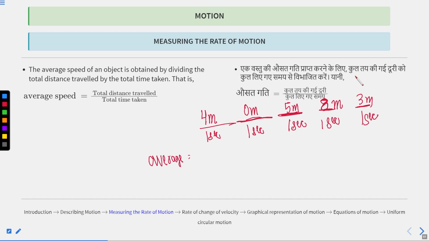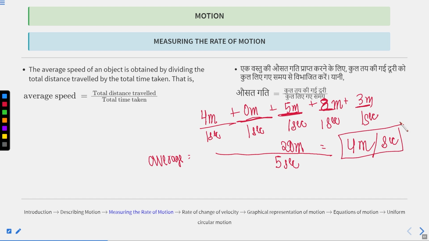Average is total distance traveled. It means we first have to sum all the distances. And what is the total distance? 4 plus 5, 9, 9 plus 1, 10, 10 plus 8, 18, 18 plus 2, 20 meter, divided by total time taken. And what is the total time? 5 seconds. Okay. So what will be the average speed? The average speed will be 4 meter per second. So the object on average is moving with the speed of 4 meter per second.